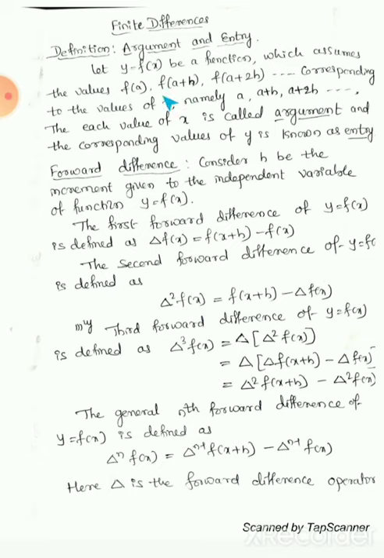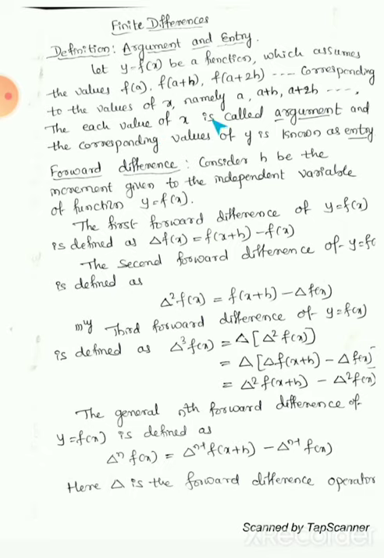You know this. Therefore, let y is equal to f of x be the function which assumes the values f of a plus h, f of a plus 2h, corresponding to the values of x, namely a plus h, a plus 2h, and so on. In a previous example, you saw that you changed the value of x from 1, 2, 3, 4, 5. That means the first value of x is 1 and you added 1 unit to it, giving 2.